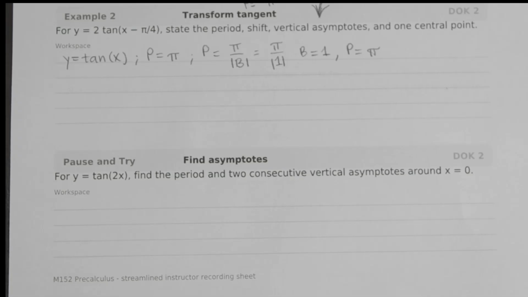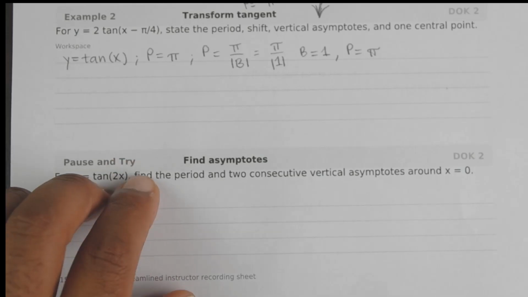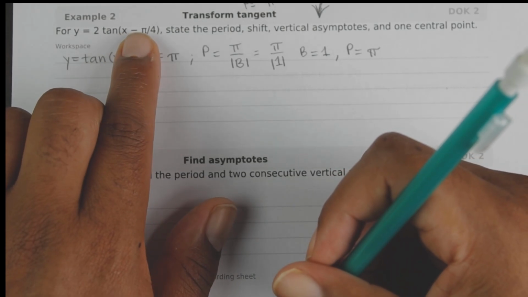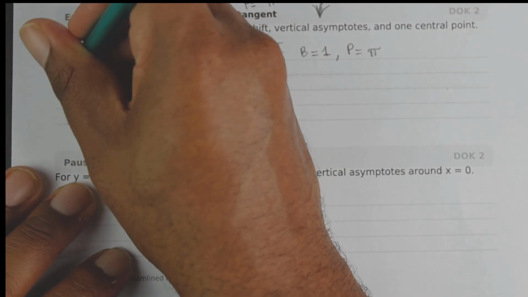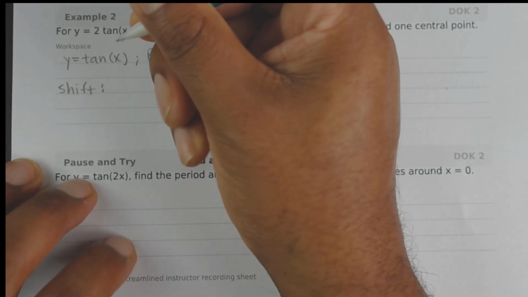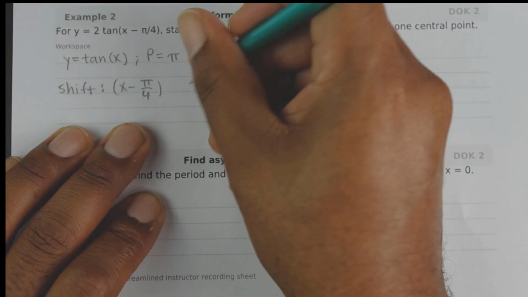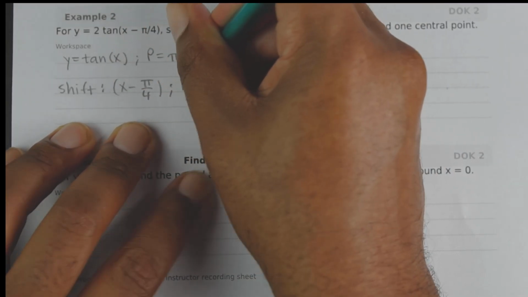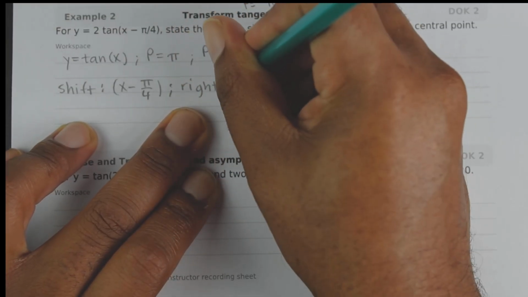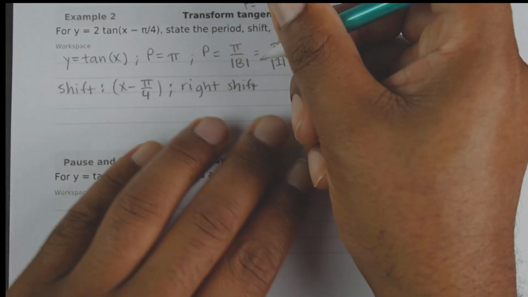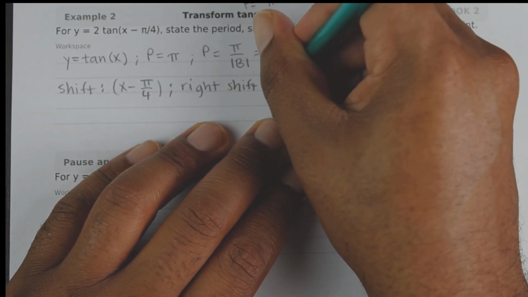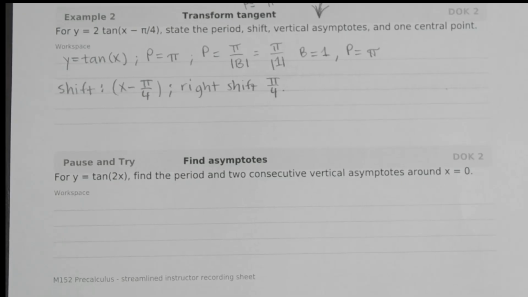Now we're going to identify the shift. The expression for the shift is here, x minus pi over 4. That expression, x minus pi over 4, explains a right shift of pi over 4. That's simple. So we're going over a fourth of the way to pi. That's essentially how you interpret that.